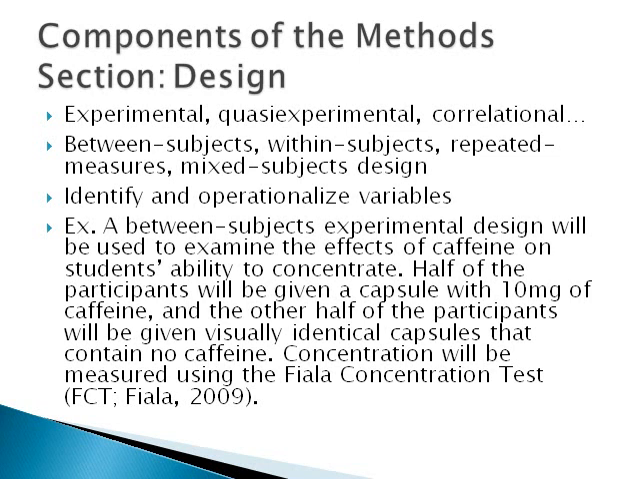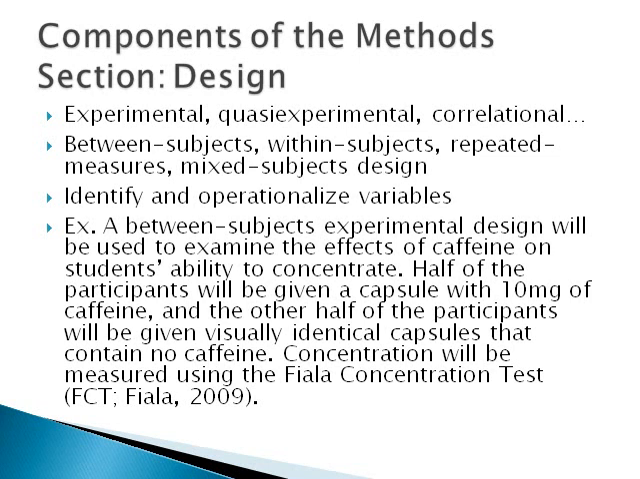So what do I mean by caffeine? Half of the participants will be given a capsule with 10 milligrams of caffeine, and the other half of the participants will be given visually identical capsules that contain no caffeine. Right? So there's my independent variable operationalized, and now my dependent variable, concentration, will be measured using the Fiala Concentration Test, with the abbreviation and the citation for the test. Now I've operationalized my dependent variable.